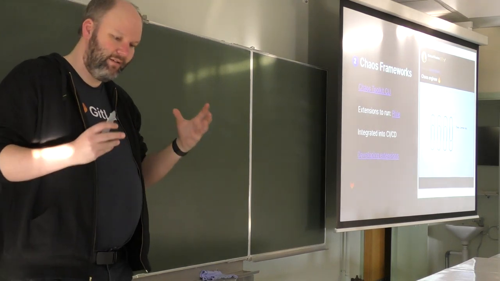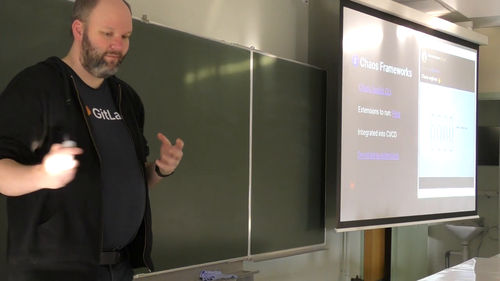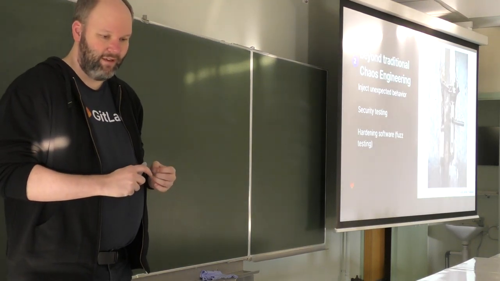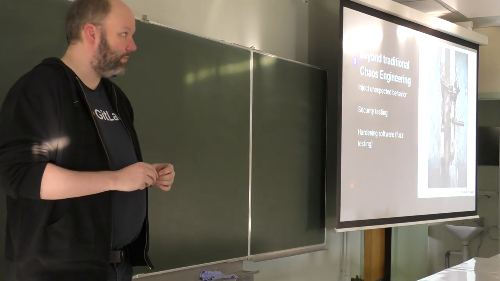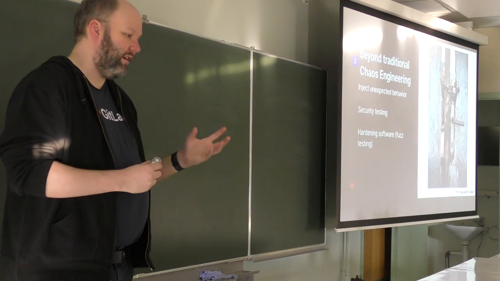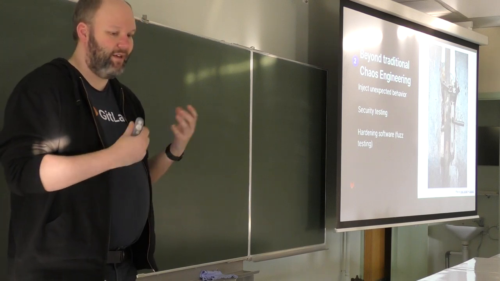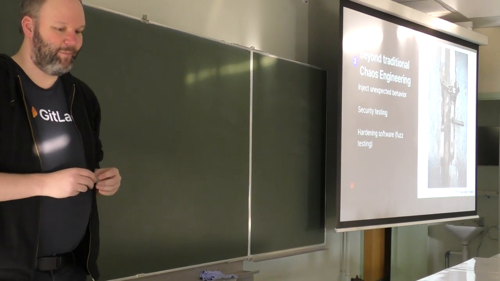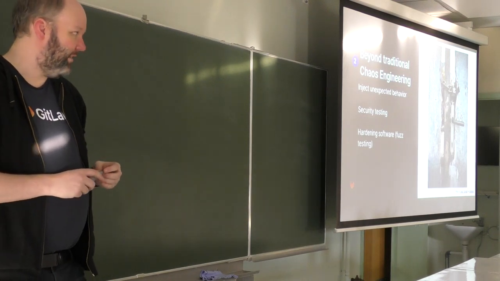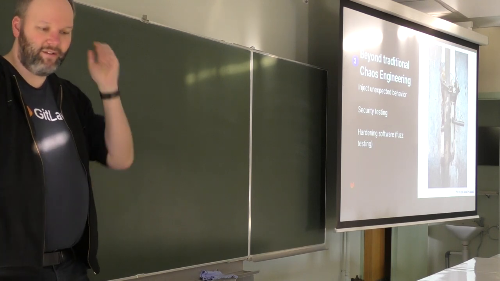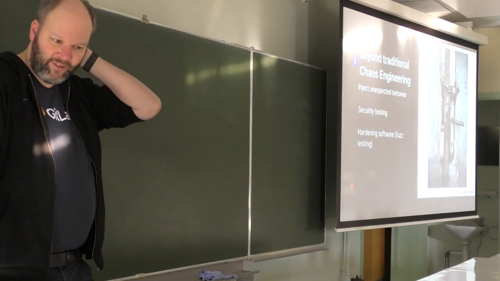And I was like, okay, I can also create my own experiments in order to test certain things. Chaos engineering can also be used beyond traditional chaos engineering, like injecting unexpected behavior, kind of security pen testing or red team within observability. And also hardening software, like fuzz testing, trying to break things in a way a developer would never expect.